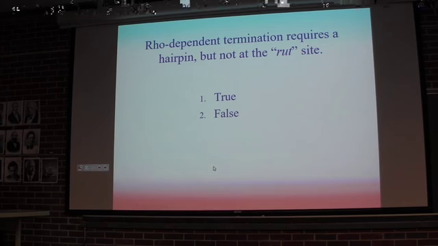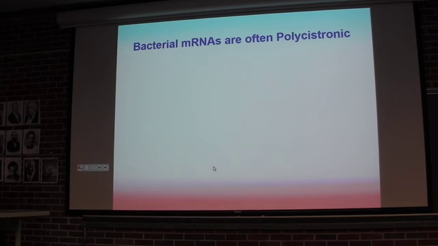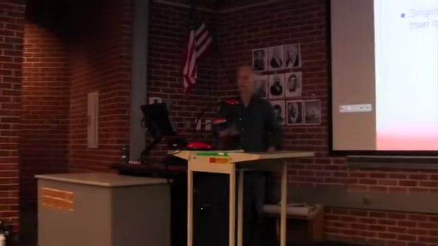Rho-dependent termination requires a hairpin, but not at the rut site. I think that's true. It needs to be after the rut site. Bacterial mRNA, though, they're probably coming into something that's going to hurt your head. The exam question, because there's another aspect of this. You know, it's simple as it is now. Why can't we leave well enough alone?